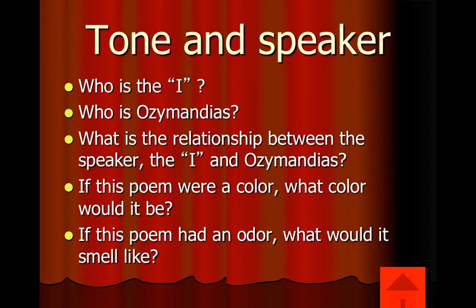Who is speaking this poem? Well, it opens by saying, I met an ancient traveler, or an antique traveler. So the speaker of the poem is someone who's retelling a story that was told to him about something. And to understand what's going on, you have to know who is Ozymandias. You have to know the relationship between the speaker, the I, and Ozymandias. And then other ways of looking at it. If the poem were a color, what color would it be?